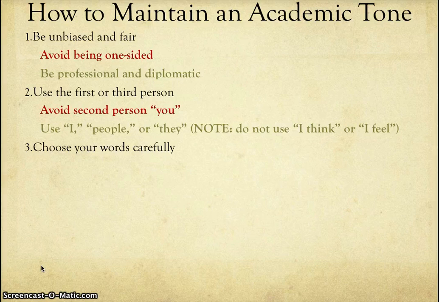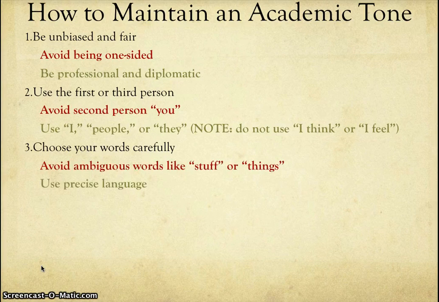Number 3, you want to choose your words carefully. So you want to pay attention to the words that you're using. Instead of using ambiguous words like stuff or things, you want to be a little bit more thoughtful and use precise language. So if you said something like, I did a lot of stuff this summer, instead you would want to say, I went to the beach, I hung out with my friends, and I visited my grandparents this summer. Now you're being a little bit more precise and your reader understands what you're trying to say.